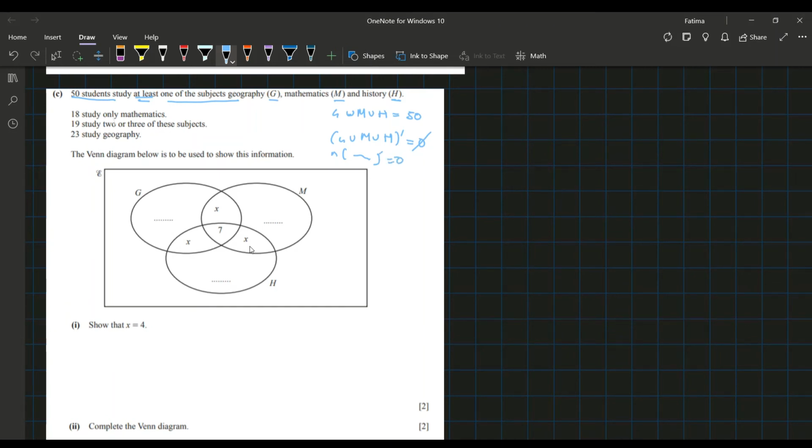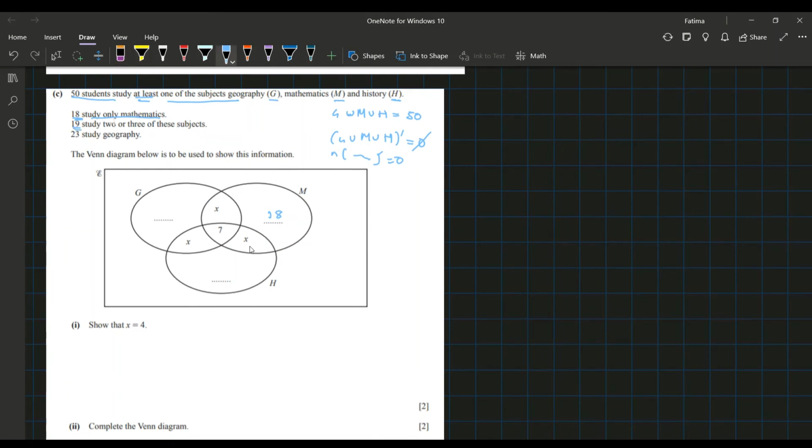Okay, so next we're told that 18 study only mathematics. So it's easy to say that this number over here is 18, because this is the only region where students that only study mathematics would be included. In this region over here, they study mathematics and geography. If it was over here, it would be mathematics and history. And if it was here, it would be all 3 subjects, which is incorrect.